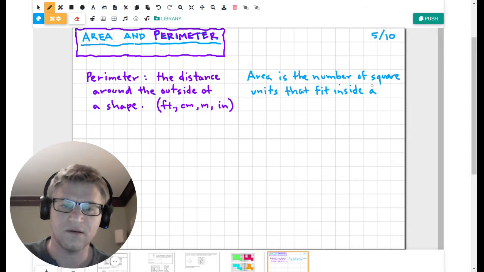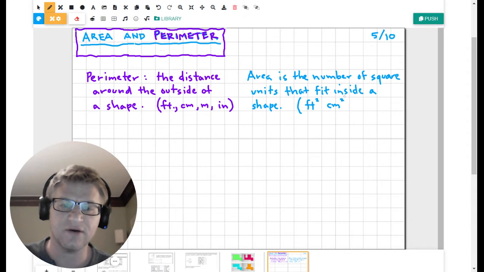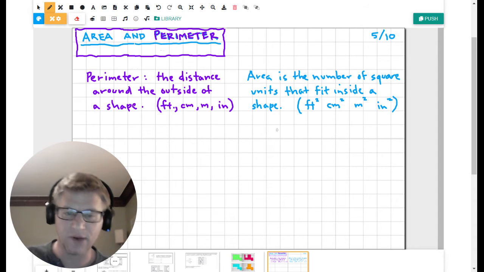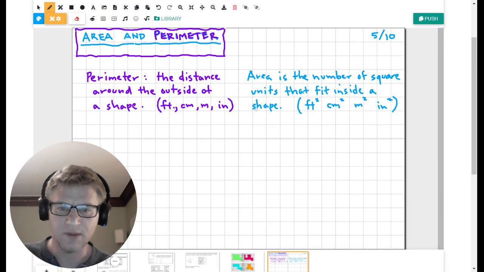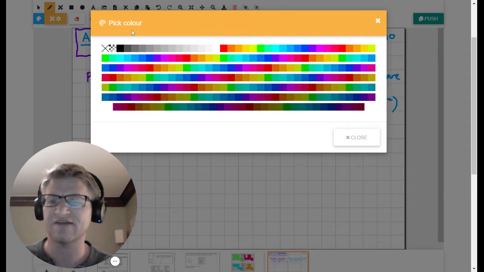inside a shape, right? And now the difference here is our units would be, let's say, square feet or feet squared, or we could say centimeters squared, meters squared, or inches squared, right? And there's lots of options here, but basically we're always talking about a square. And you can tell I'm doing this on grid paper or on a graph on my whiteboard, so that's important. So area is the number of square units that fit inside. So one's the distance around the outside, the other is the number of square units that fit inside.